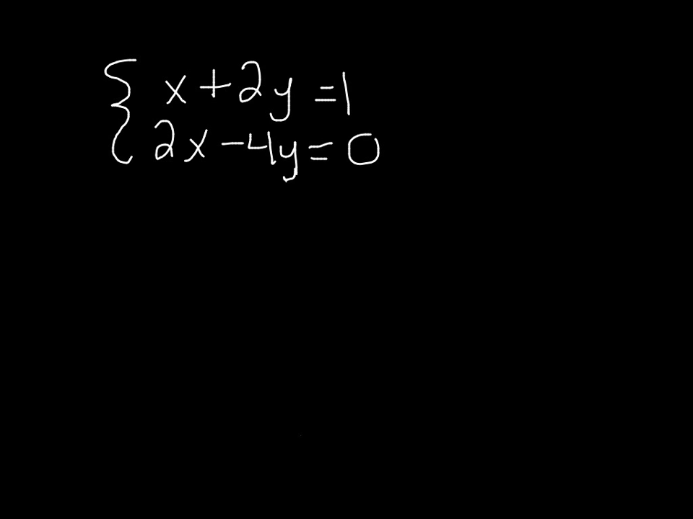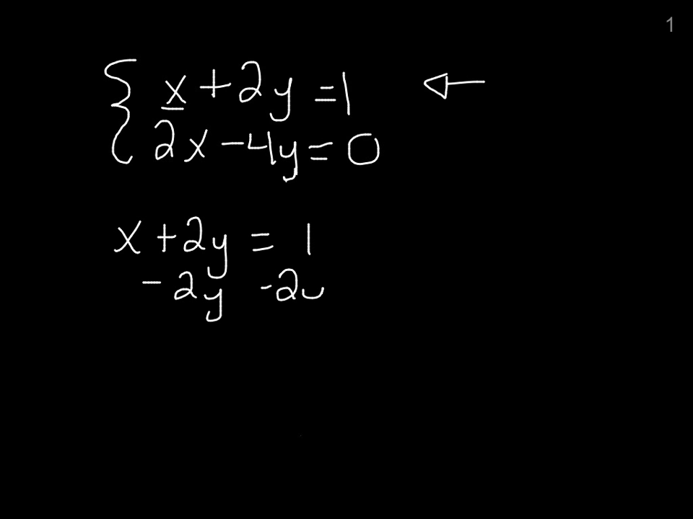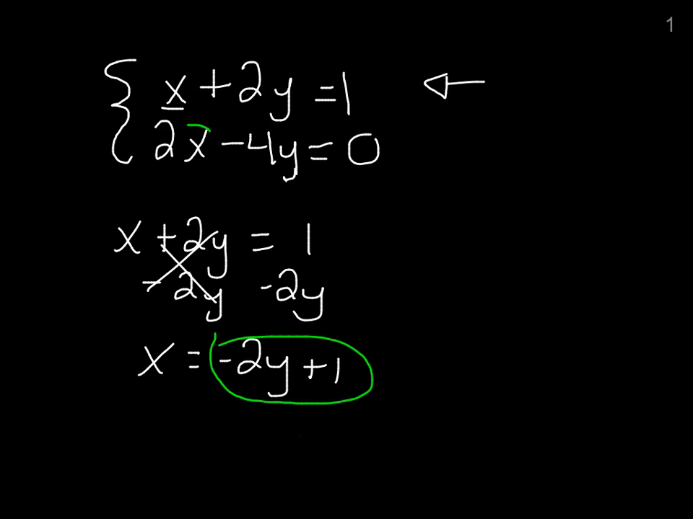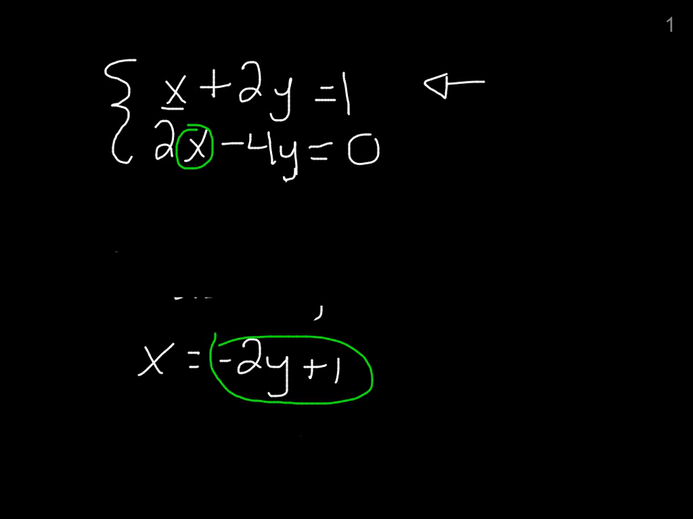The first thing we have to do is solve one of the equations for x or y. You can see that it's going to be easy to solve this one for x since the x is already by itself right here. So I'm going to write that down here underneath. And then I'm just going to subtract 2y from both sides, and I get x equals negative 2y plus 1. Then I'm going to take that, the negative 2y plus 1, and put it in where the x is. So I'm going to erase this right now and do that next.